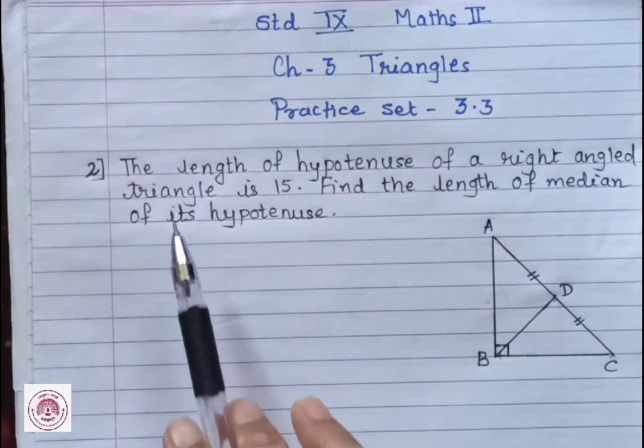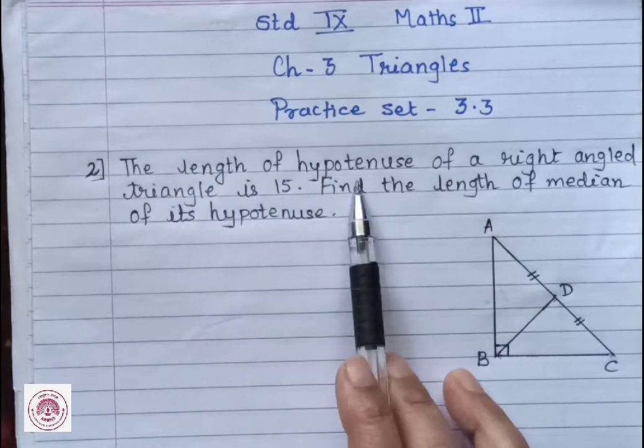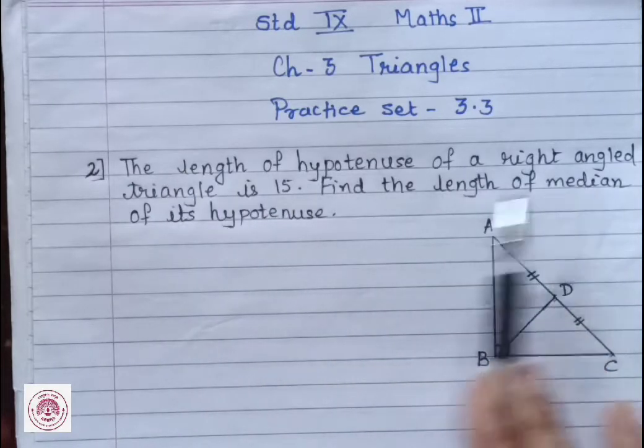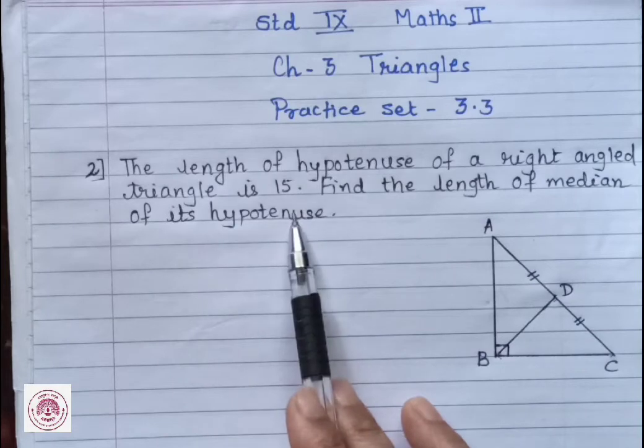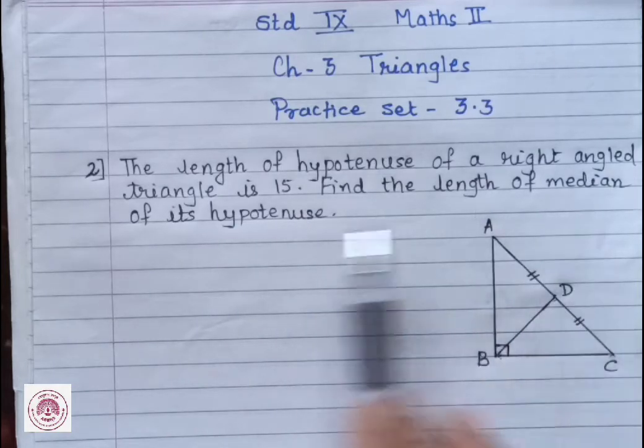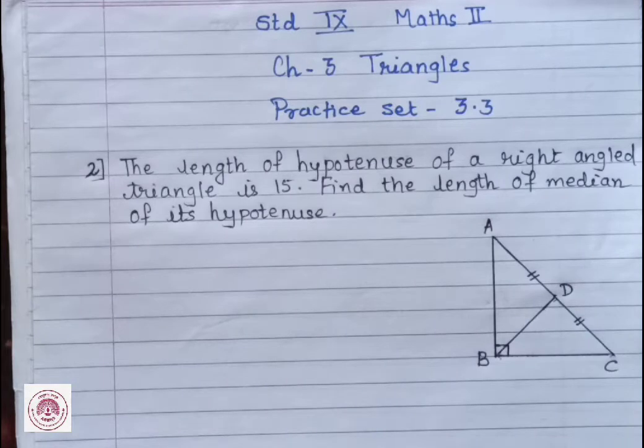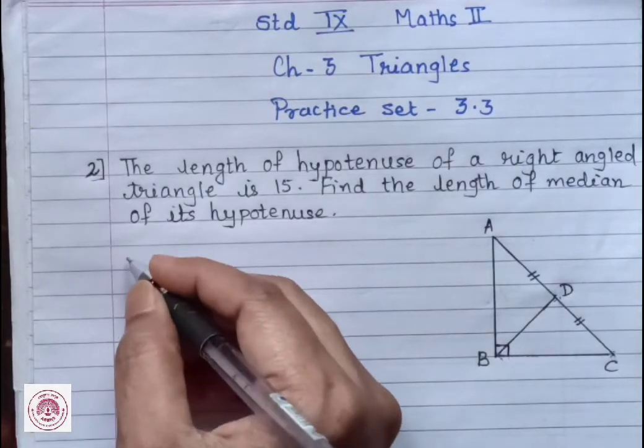Okay. So the question is: the length of the hypotenuse of a right angle triangle is 15. Find the length of the median on its hypotenuse. Now let the triangle be ABC. Triangle ABC is a right angle triangle with angle B equals 90 degrees. Segment BD is the median drawn on hypotenuse AC. So we have to find the length of the median. Let's first write down the given.